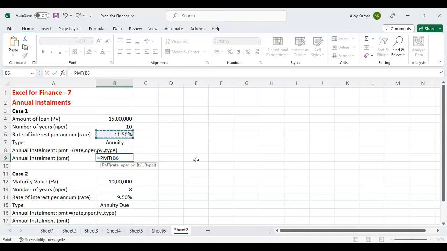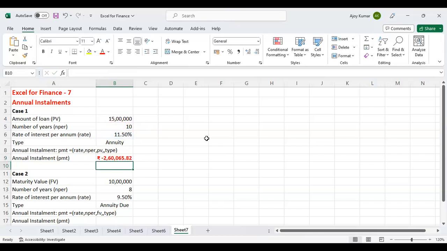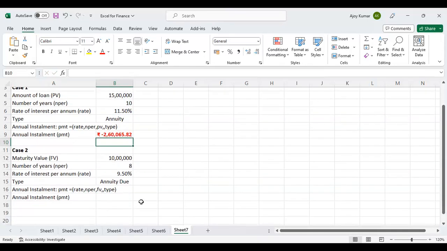It asks me for rate, which is 11.5%. I select that, comma, number of periods is 10, comma, present value is 15 lakh, comma, there is no future value in this model. So I just put one more comma. It is asking me for the type. In case of type, since it is annuity, my uniform cash flows occur at the end of the period. So I should select 0 here. Bracket close, enter. So if I want to get a loan of 15 lakhs today and repay it over the next 10 years, where the interest rate is 11.5%, my annual repayment will be 2,60,065.82.